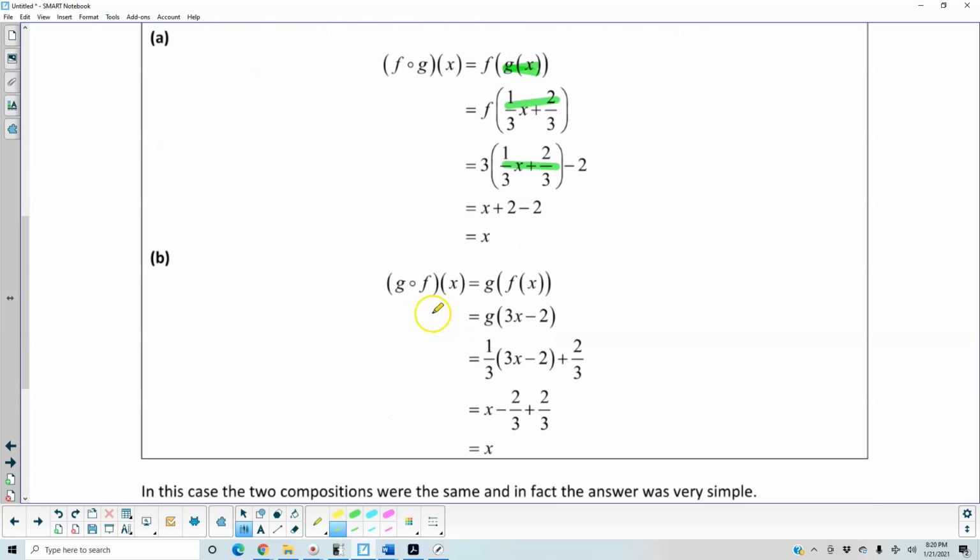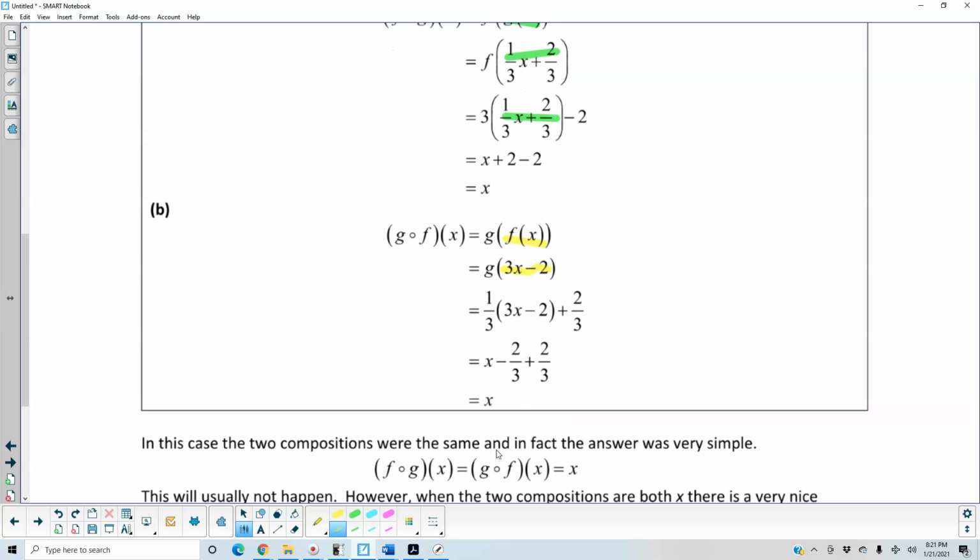Now let's find g composite f of x. So this becomes g of f of x, where the input is f of x, which is 3x minus 2. And we're going to plug that into the function g. So it becomes 1/3 times 3x minus 2 plus 2/3. So let's distribute the 1/3 to those two terms. 1/3 times 3x is x. 1/3 times minus 2 is minus 2/3, plus 2/3. Minus 2/3 plus 2/3 is 0, so we get x.